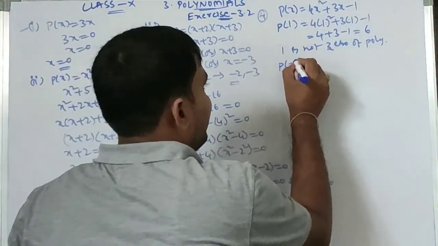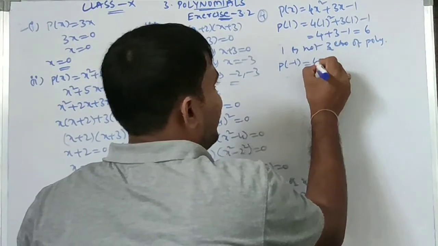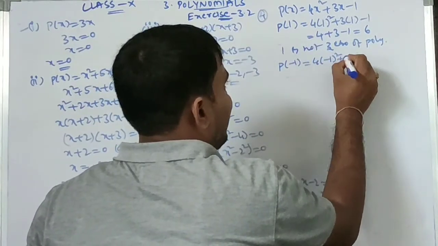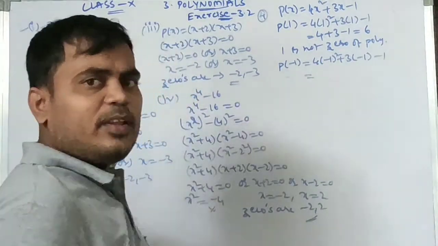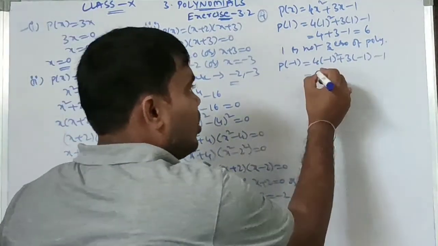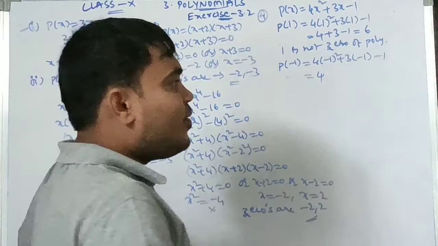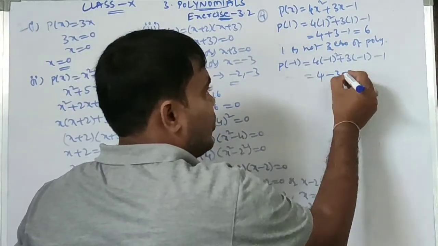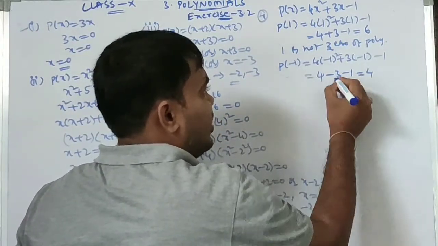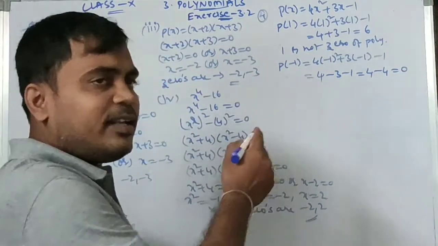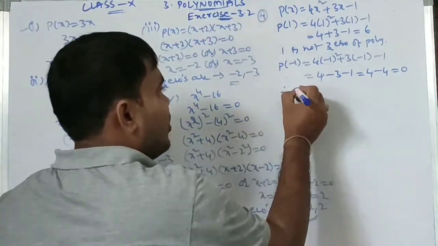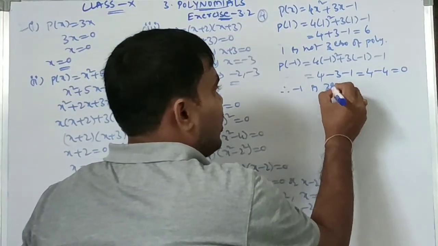P of minus 1. If I substitute minus 1, 4 of minus 1 square plus 3 of minus 1 minus 1. Minus 1 square equal to plus 1. 1 into 4 is 4. 3 into minus 1 is minus 3, minus 1. 4 minus 3 minus 1 is minus 4... 4 minus 4, 0. The result is 0. So therefore, minus 1 is a zero of the polynomial.